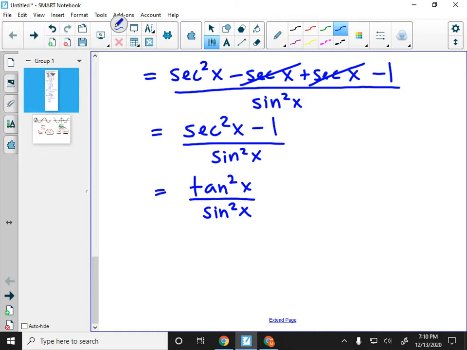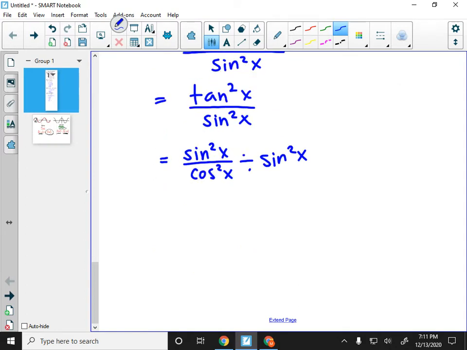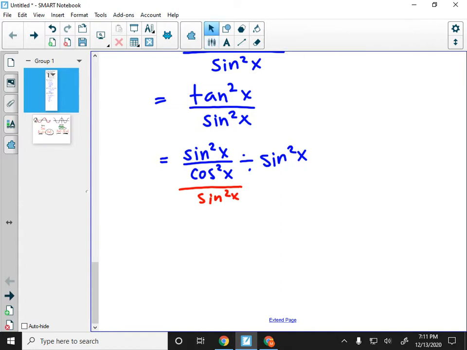But I would say at this point I kind of get stuck. If I get stuck, I'm going to switch everything to sines and cosines. Here's what I know. Tangent squared is really sine squared over cosine squared. I'm going to write it this way. That tangent that I just wrote down there is being divided by sine squared. The reason why I like to write it like that is because I don't like to have a fraction, sine squared over cosine squared, and then it's within another fraction. I think that looks confusing.